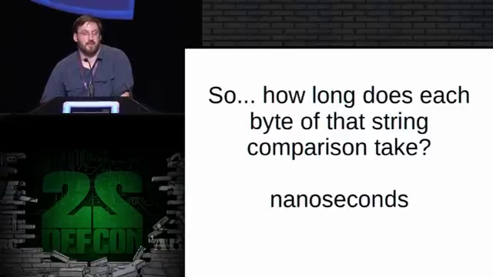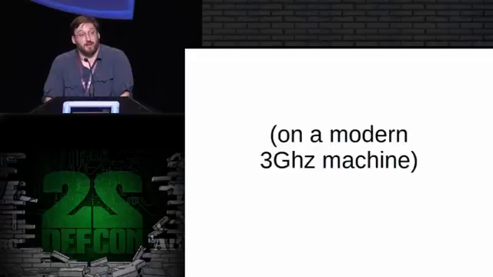The string comparison timing difference that I talked about earlier is on the order of nanoseconds. But that's on a 3 gigahertz machine. This device down here is only 120 megahertz. It's running a little embedded processor. It doesn't do multiprocessing. It is not very smart.